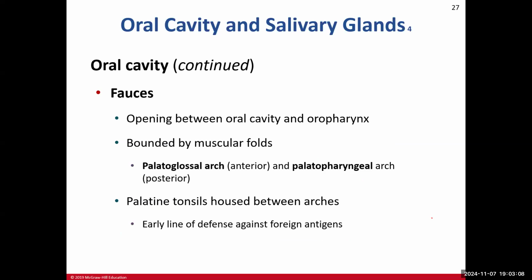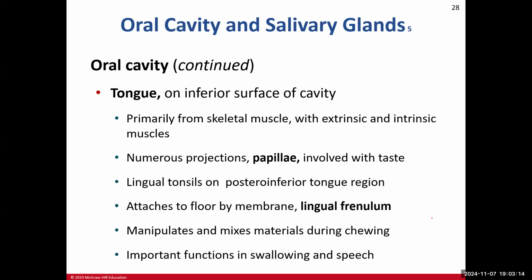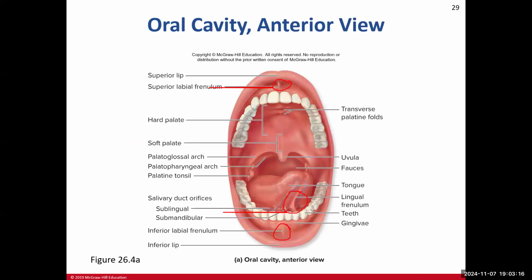Then you have these two archways here, which we call fauces, not Fauci, but fauces. I'll show you a picture here, and then I'll come right back. If you look here on the screen, here are the fauces. You have these two arches. You have the anterior arch called the palatoglossal arch, and posterior to that, the palatopharyngeal arch. In between those two arches, the fauces, is where you'll have your palatine tonsil. It sits in between.